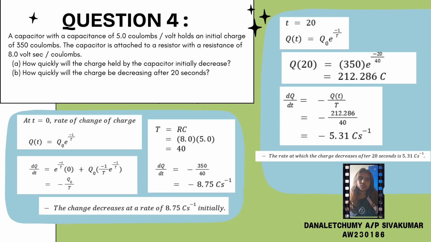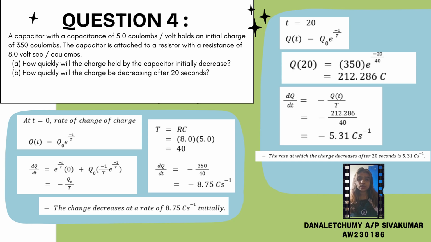So the charge will be formulated as Q(t) equals Q0 exponential negative t over tau. By differentiating this equation, we will get negative Q0 over tau. As we know, tau equals RC. So by substituting the values of R and C, we will get 40. And then we will substitute the value of 40 into the differential equation. We will get negative 8.75 coulombs per second. So the charge decreases at the rate of 8.75 coulombs per second initially.